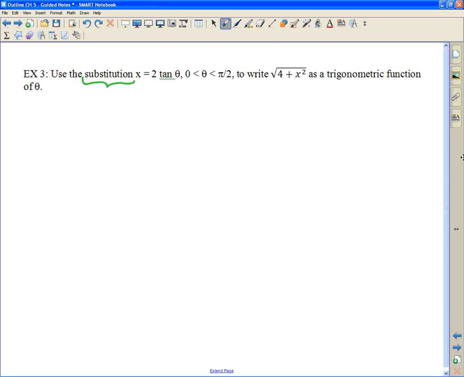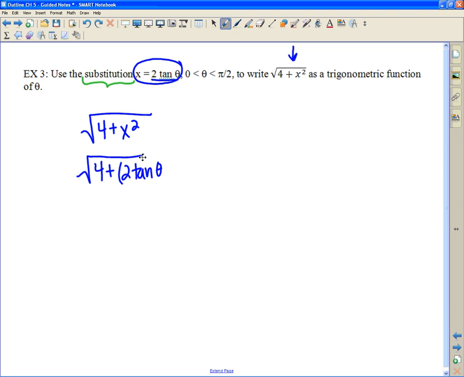Wow. Here's the goal. This right here is not a trig function. Let's write it down. 4 plus x squared. They're saying replace the x with this 2 tangent of theta and make it trigonometric. And you'll see why in calculus someday. So I'm going to replace this x. Whenever I replace things, I use a set of parentheses. 2 times tangent theta squared.